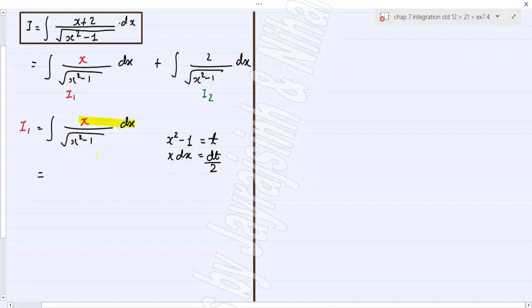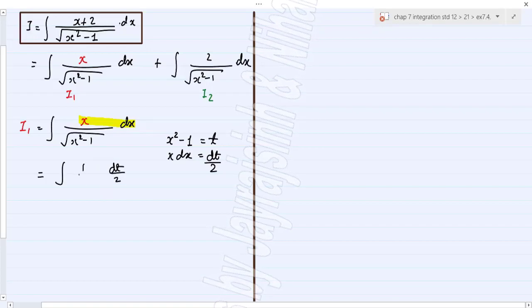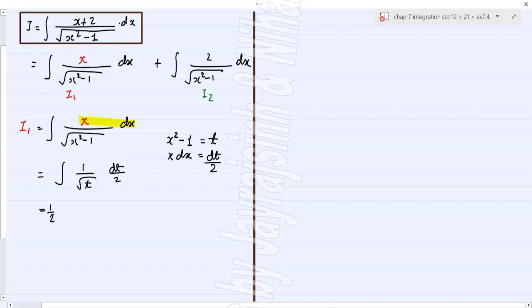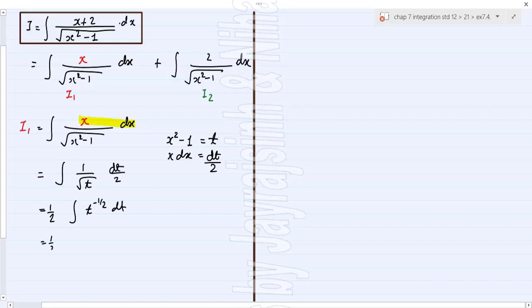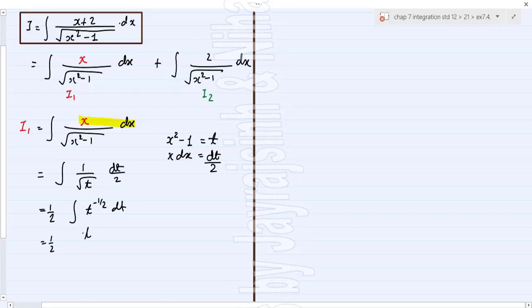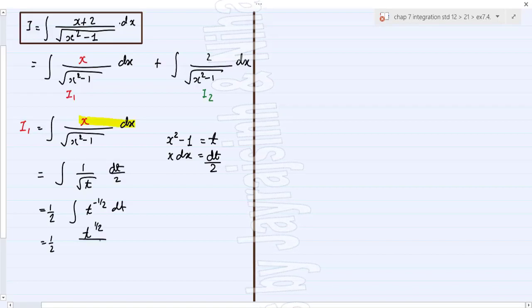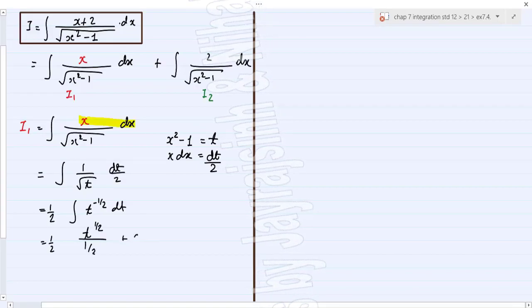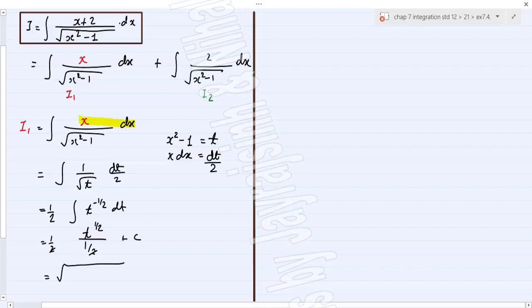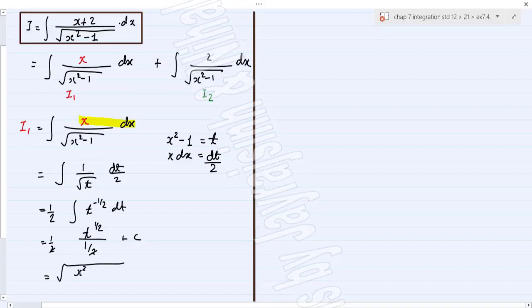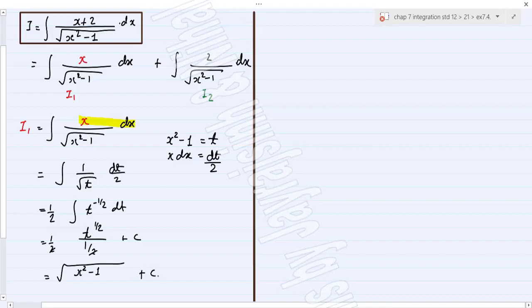This x dot dx will become dt by 2, integration of 1 upon under root of t. So we don't have to worry about this 1 by 2. We just have to integrate t raised to minus 1 by 2. So integration of t raised to minus 1 by 2 will be t raised to 1 by 2 upon 1 by 2 plus c. So here 2 will cancel out. We will get under root of t, or we can say under root of x square minus 1.